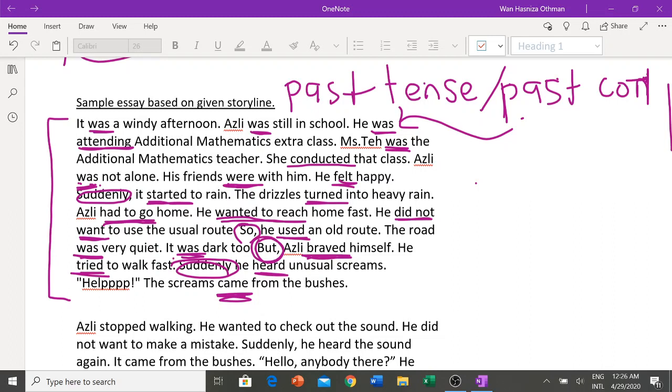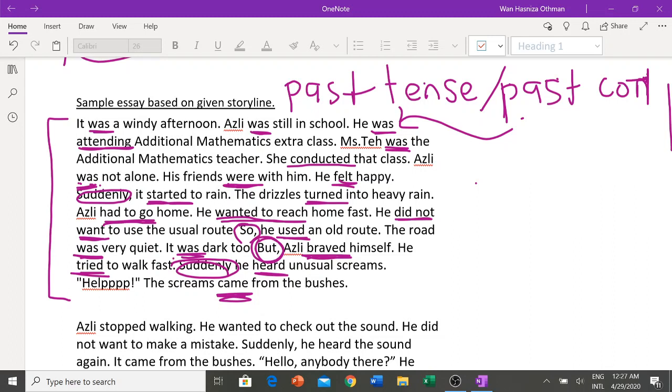Let's read. It was a windy afternoon. Azli was still in school. He was attending additional maths extra class. Miss Day was the additional mathematics teacher. She conducted that class. Azli was not alone. His friends were with him. He felt happy. Suddenly, it started to rain. The drizzles turned into heavy rain. Azli had to go home. He wanted to reach home fast. He did not want to use the usual route, so he used an old route. The road was very quiet. It was dark too, but Azli braved himself. He tried to walk fast. Suddenly, he heard unusual screams. Help! The screams came from the bushes.